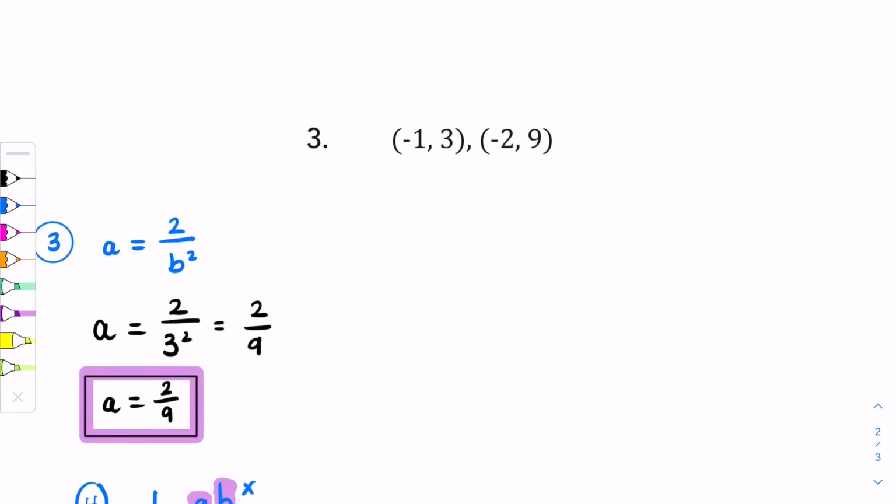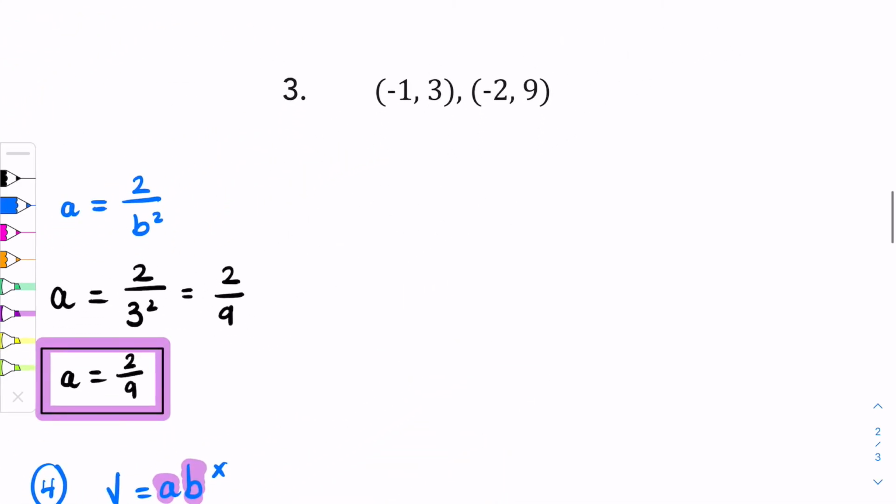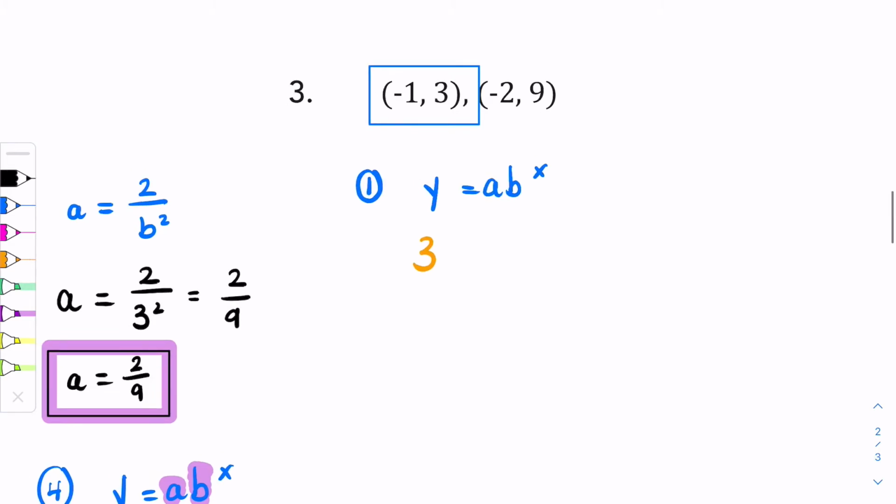And lastly, let's look at number 3. We have 2 points, (-1, 3) and (-2, 9). I'm going to start by picking the first point as my starting point. Y is equal to a times b to the power of x. I'm going to substitute 3 in for y, and I'm going to substitute -1 in for x.